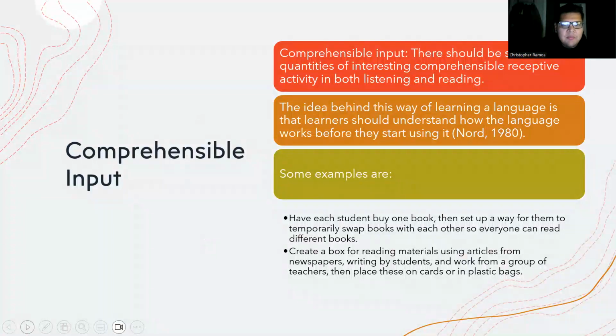And the next one is comprehensible input. Basically, there should be substantial quantities of interesting, comprehensible, receptive activity in both listening and reading. The idea behind this way of learning a language is that learners should understand how the language works before they start using it. Some examples are to have each student buy one book, then set up a way for them to temporarily swap books with each other so everyone can read different books. Another one is to create a box for reading materials using articles from newspapers, writing by students, and work from a group of teachers, then place these on cards or in plastic bags.